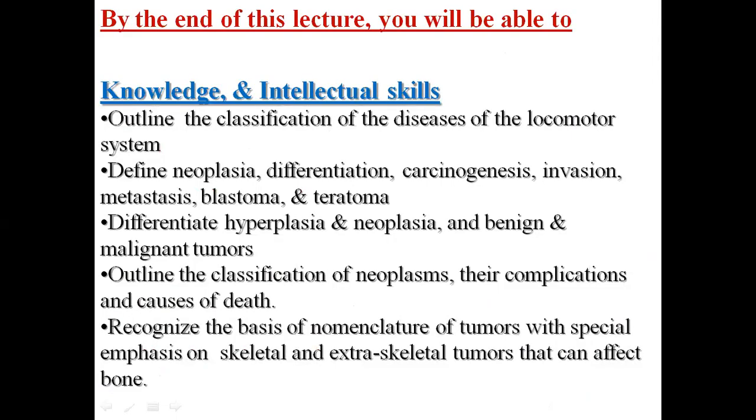So my objectives from this lecture are that you will be able to classify the categories of locomotor system diseases, define some terms related to neoplasia, classify neoplasms or tumors, and differentiate tumors from a type of adaptation called hyperplasia, and to outline the complications and causes of death of neoplasms and recognize how we name the tumors.